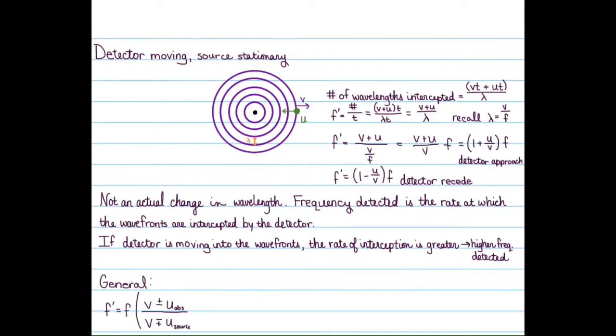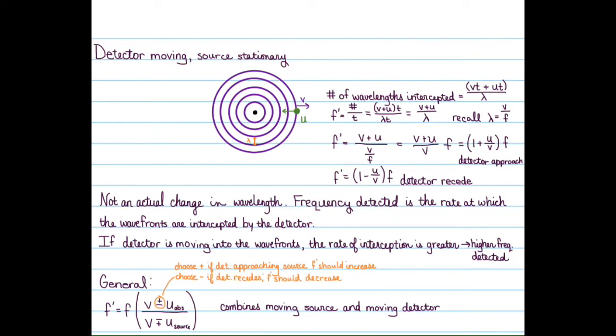So we can actually put this all into one equation, the general Doppler effect equation, where f prime is equal to f times v plus or minus the speed of the observer divided by v minus or plus the speed of the source. So this would combine both moving source and moving detector. And basically, if your detector is approaching the source, you know that the frequency should be higher, so you're going to choose the positive sign in the numerator to make that number bigger. If the detector is receding, you know that the frequency should be smaller, so you're going to choose the minus sign to get a smaller number in the numerator.